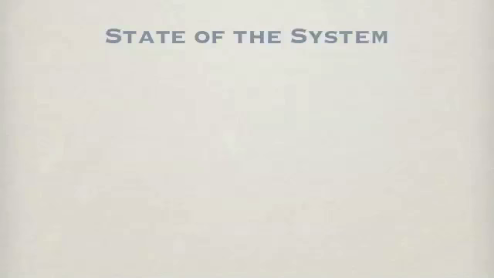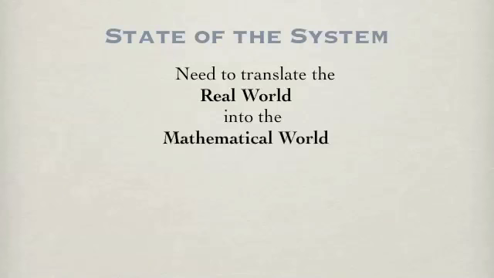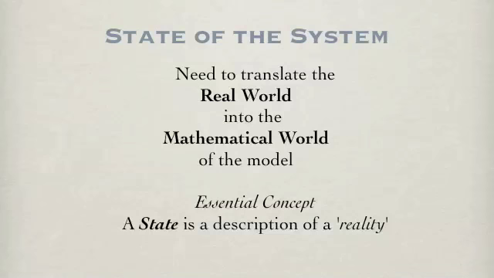An essential concept in modeling is the state of a system. This stems from the need to translate real-world objects into mathematical objects of a model. The essential concept of the state of a system is the description of the reality of the model. This is a set of quantities to describe our reality at any particular time and place, space, or whatever dimension we are modeling. The state represents the isolated set of quantities that we choose to watch within the model.